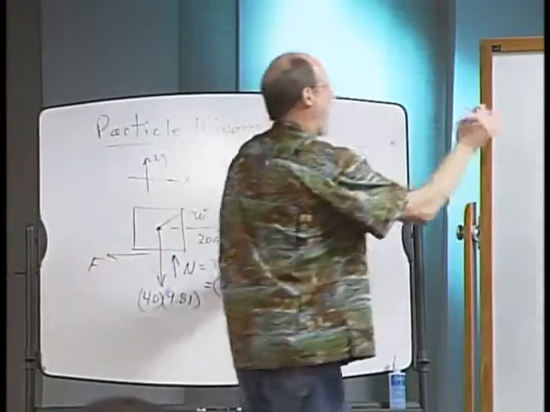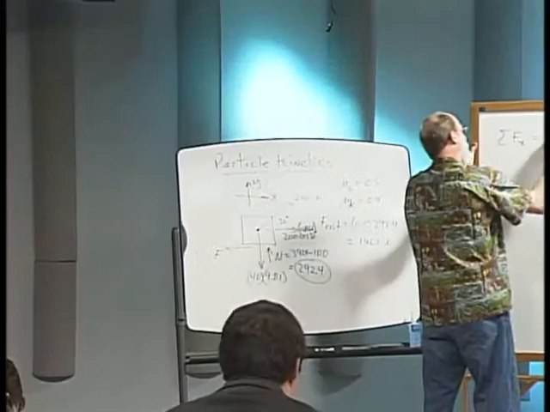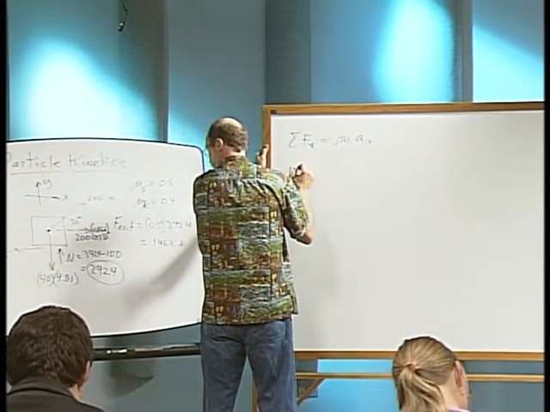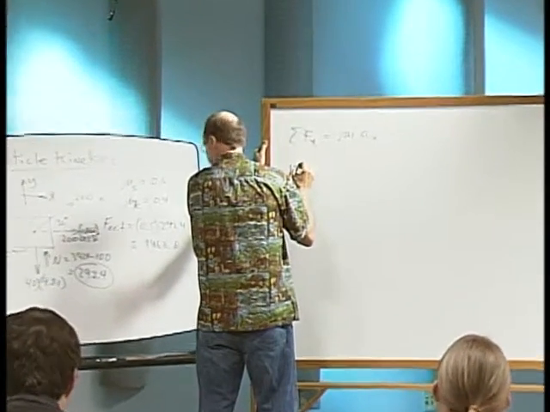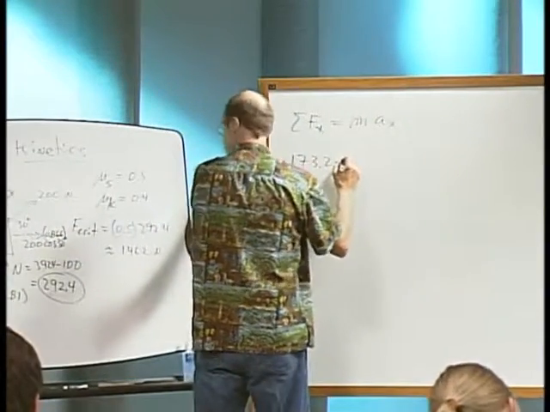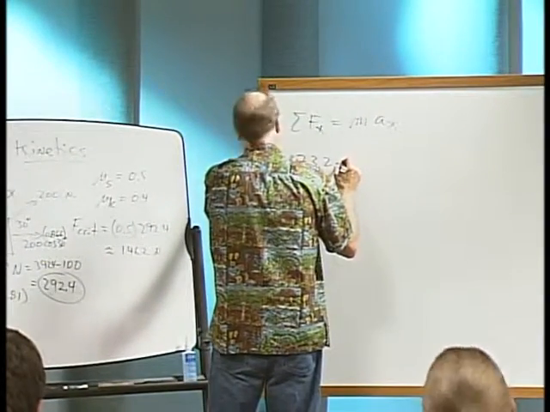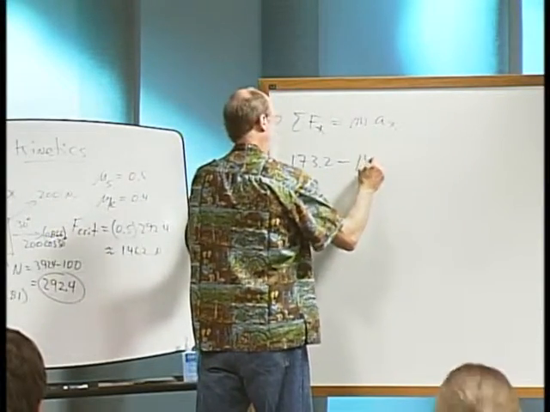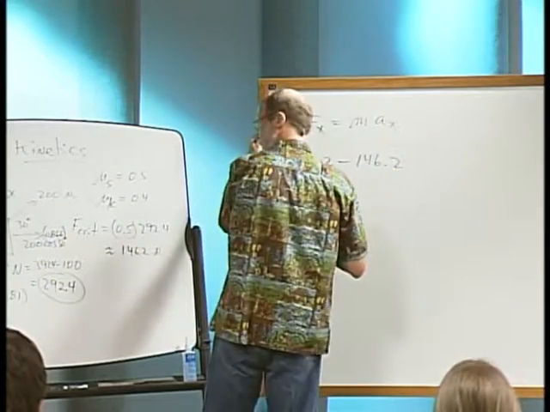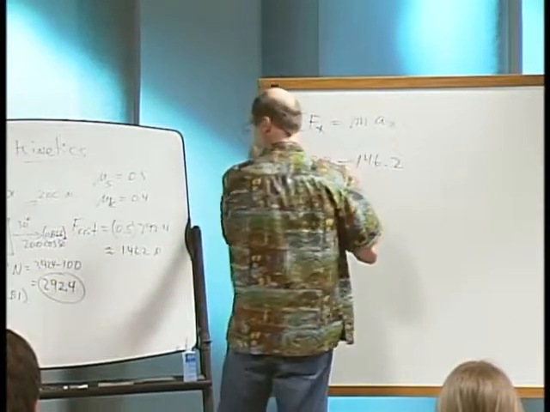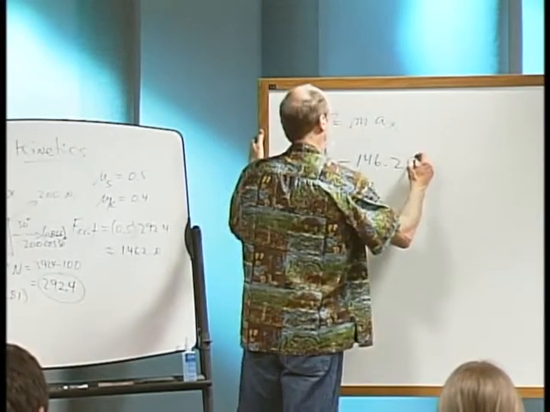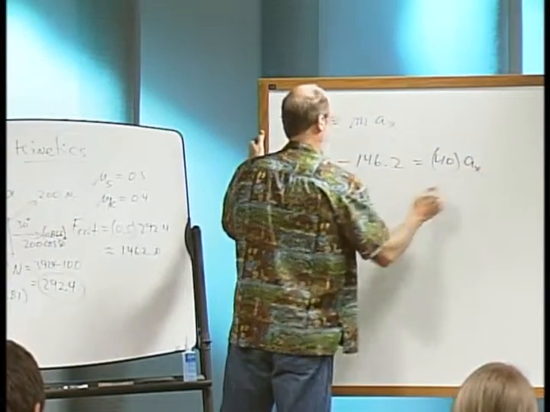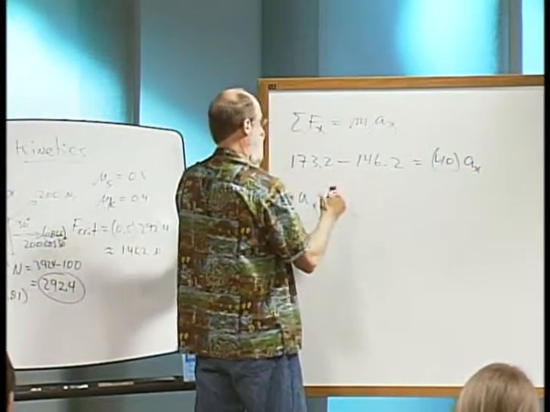173.2. So if you write sum of forces x equals mass times acceleration x, we have 173.2, and that's greater than the required friction force, so we do have enough to cause motion, and the friction force is opposing. Anything else in the x? I think that's it. That's got to equal the mass, which was 40 kilograms, times our acceleration x, and that should be the solution to the problem.